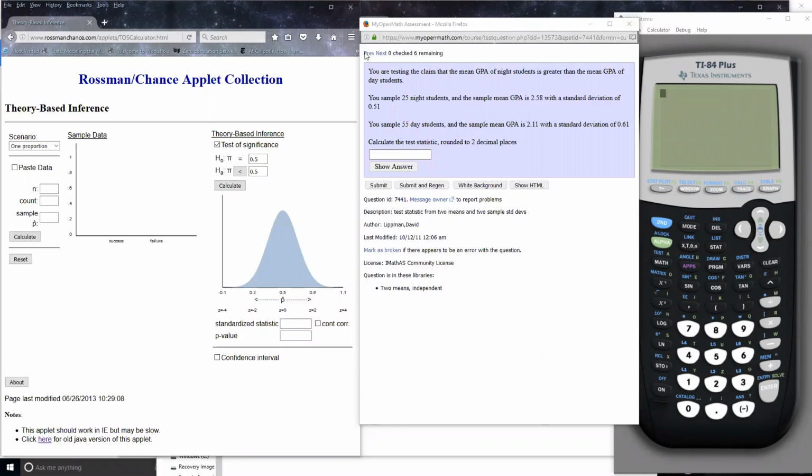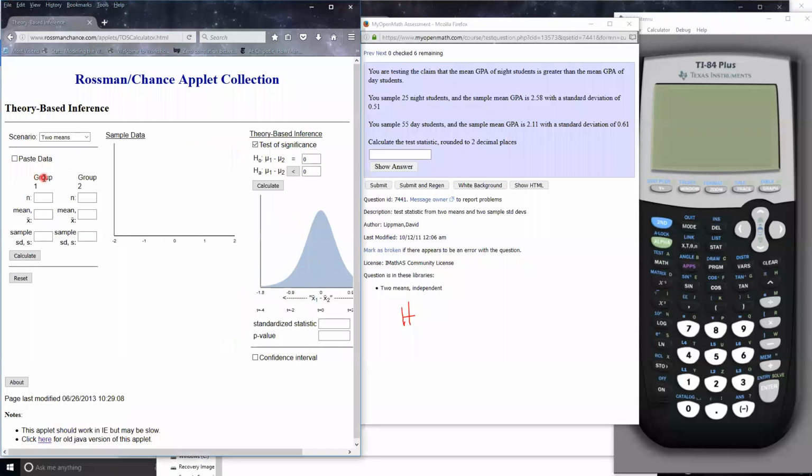So that tells me that H0, well, you know what, I'm going to just do it on the applet since I've got that. So out of the Rossman Chance applet, since I'm dealing with two means, I'm going to switch it to two means. And I'm going to think about my proportion here. We're trying to say that the night students have a higher GPA than day students. So if I say mu1, or population 1, group 1 is my night students and population 2 is my day students, I'm going to say that mu1 minus mu2 should be greater than 0, because the first mean should be greater if that's the case.